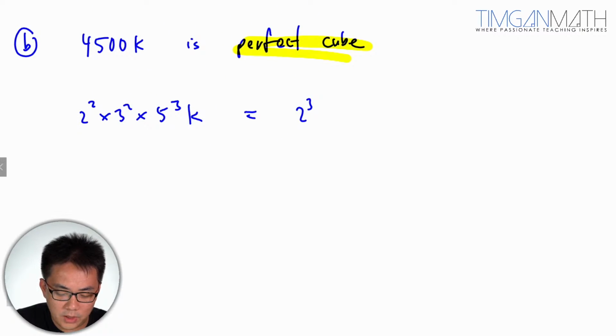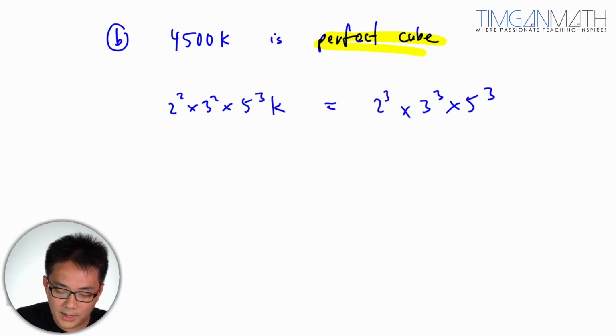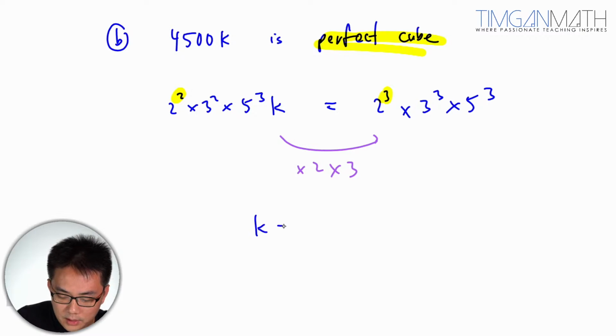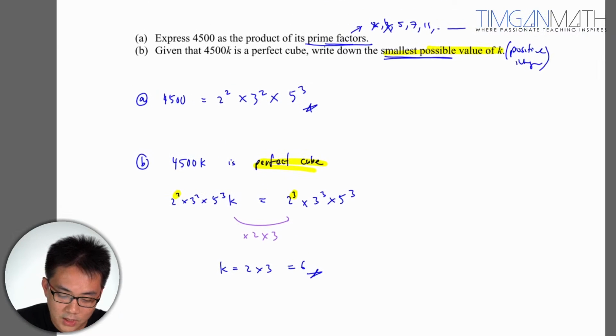Okay, so in other words, you need to bump up. So this case here will be 2 cubed times 3 cubed times 5 cubed. What is missing is essentially a 3 here. This is 2, so this is actually multiplied with 2. And after which you have 3 cubed here, so multiply with 3. So k is equal to 2 times 3, so this is 6. Smallest positive integer k. It has to be a positive integer, otherwise k could be a fraction.